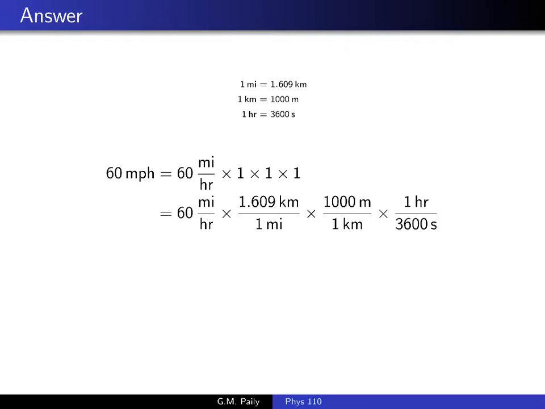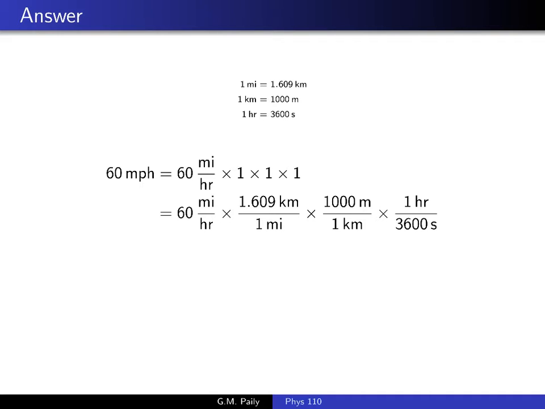However, I want meters per second, so I need to get rid of kilometers. Again, since kilometers is in the numerator now, I need to get rid of it by using a fraction where kilometers is in the denominator. 1 kilometer is equal to 1,000 meters. The ratio here, again, is just 1. So multiplying by this fraction will not change anything, but it will help cancel out the kilometers and leave us with meters per hour at this moment.